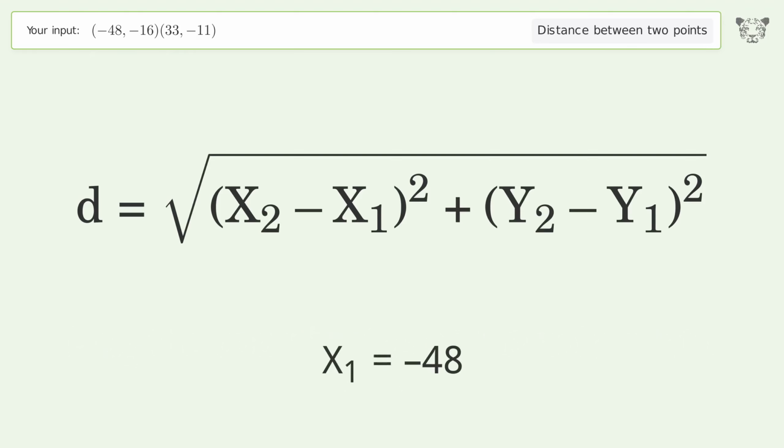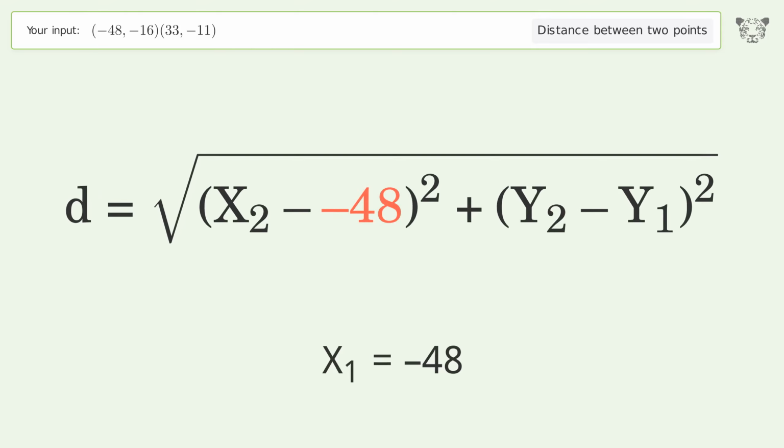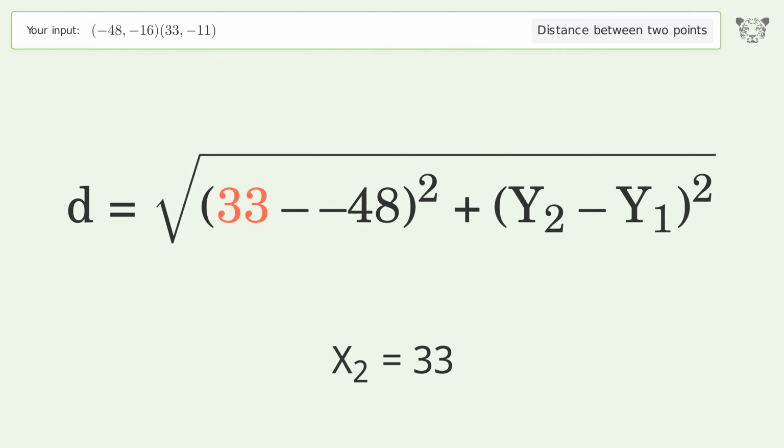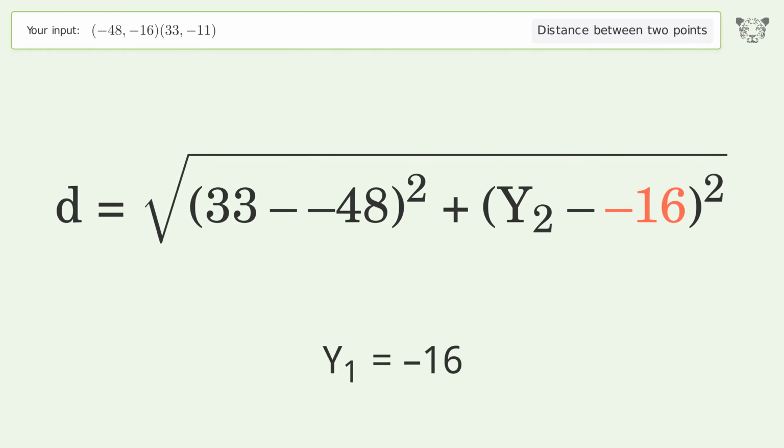x1 equals -48. x2 equals 33. y1 equals -16. y2 equals -11.